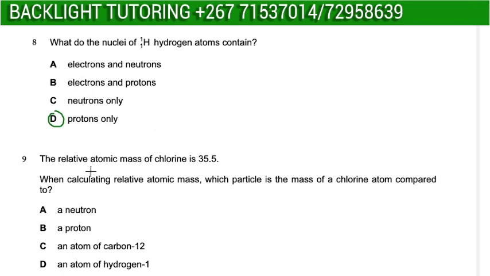And then question 9 says the relative atomic mass of chlorine is 35.5. When calculating relative atomic mass, which particle is the mass of a chlorine atom compared to? Right. Remember, every element in the periodic table is compared to the mass of carbon 12, right? Carbon 12 isotope, right? So that's question 9. C is the best answer.